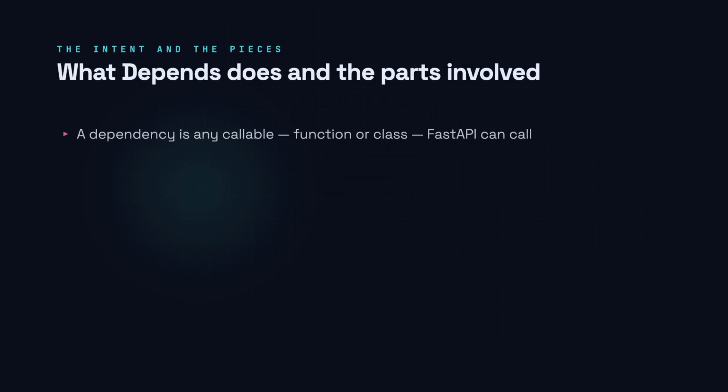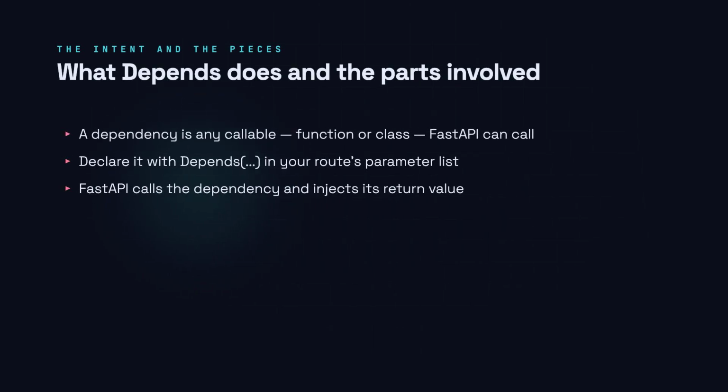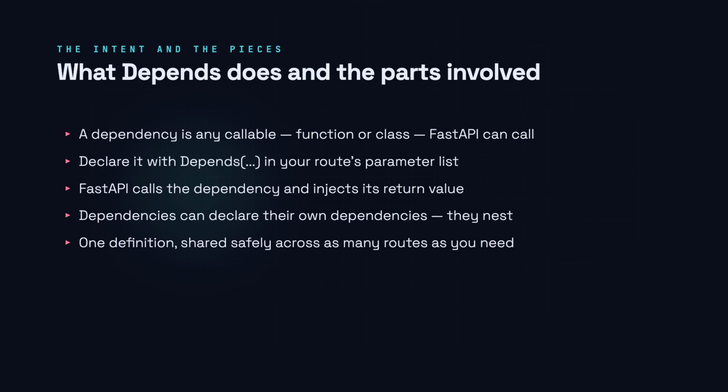A dependency in FastAPI's world is simply a callable, usually a plain Python function, that FastAPI knows it should run on your behalf. You signal this by wrapping it in Depends and placing it in your route function's signature as a parameter. When a request arrives, FastAPI calls the dependency, takes whatever it returns, and passes that value into your route function as that parameter. Dependencies can even depend on other dependencies, so you can build layered reusable logic without any duplication.